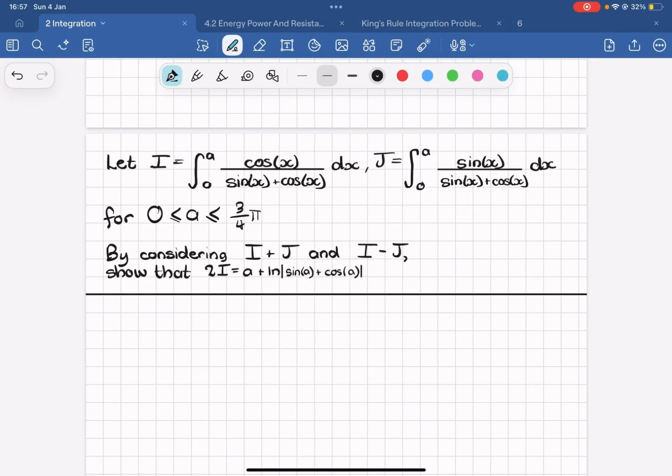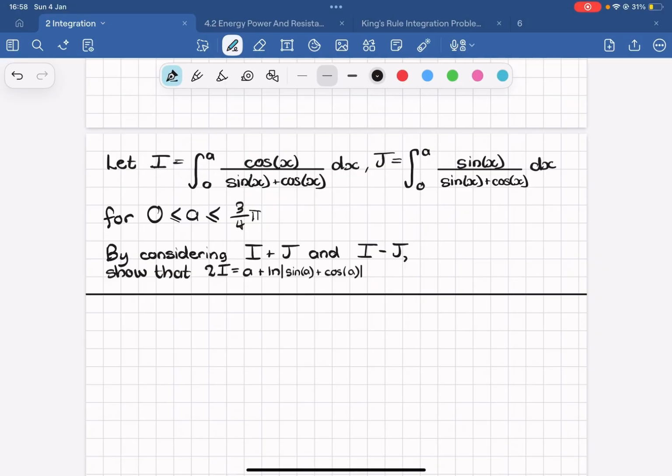Hi, today we've got a three-part integration question, and this is from step 1. So let's see what this entails. We've got I equal to the integral of cos x over sine x plus cos x from a to 0 with respect to x, and we've got J, where we're integrating sine x over sine x plus cos x from a to 0 with respect to x, for a greater than or equal to 0 and less than or equal to 3 over 4 pi.